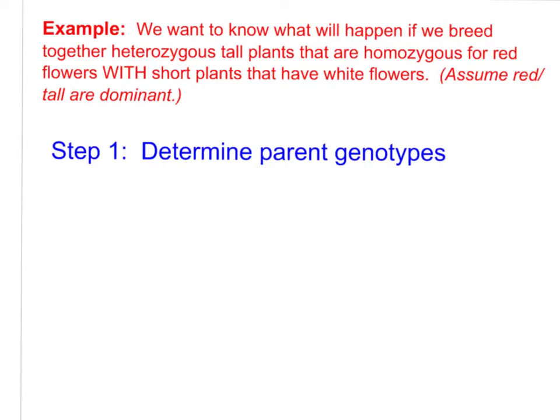Okay, so what is the first thing we need to do in this example? We need to determine the parent genotypes. In order to do that, our problem also said to assume the red and the tall are dominant. So if we just set up our naming conventions, for the color, red will be the capital R for the dominant allele, and lowercase r will be for the recessive allele. So the lowercase r is white. And same with T. We'll call capital T the tall dominant allele, and the lowercase t the recessive allele that is short. Now we can determine our parent genotypes.